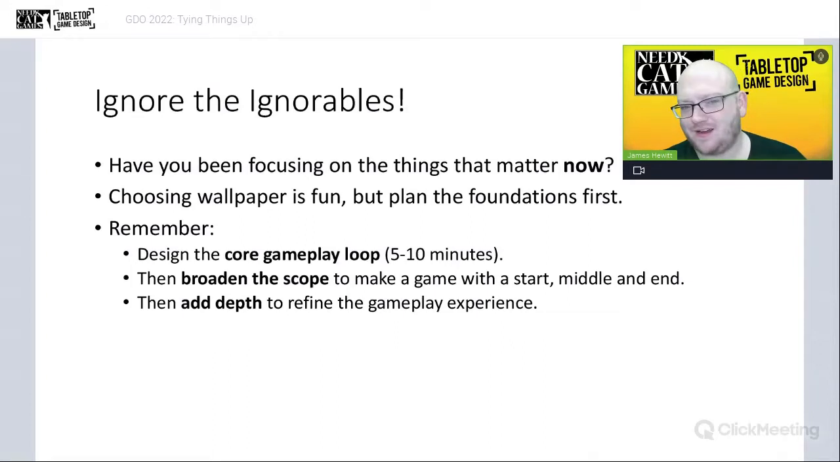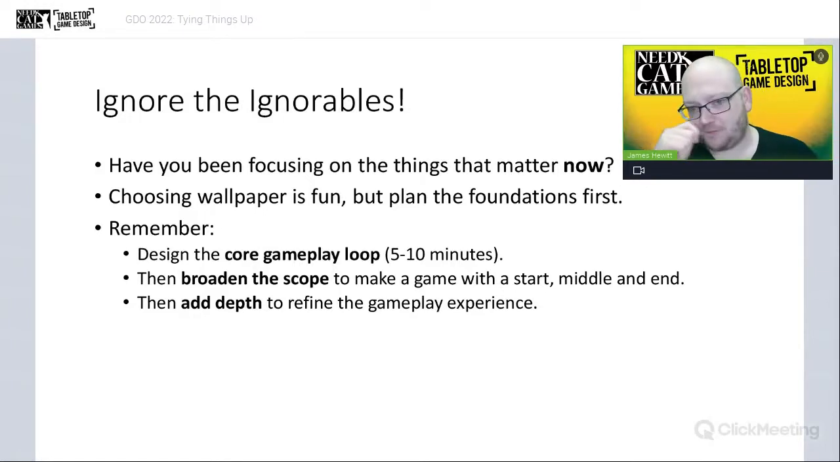Next up, are you ignoring the ignorables? Because it's easy to not focus on the things that matter now and get distracted by things that come later. As I say there, choosing the wallpaper is fun, but plan the foundations first. Don't worry about what shade of blue your carpet will be if you haven't built your house yet. Remember, gameplay loop first. So your core gameplay loop, that's your test build. You're going to make that vertical slice, 5 to 10 minutes of gameplay. That's all you need to think about. Don't worry about anything else beyond that.